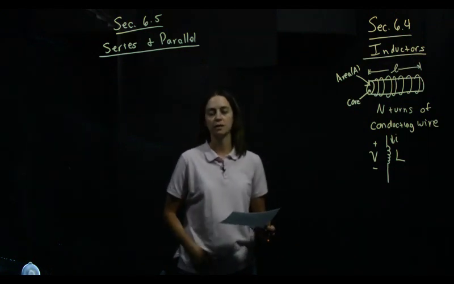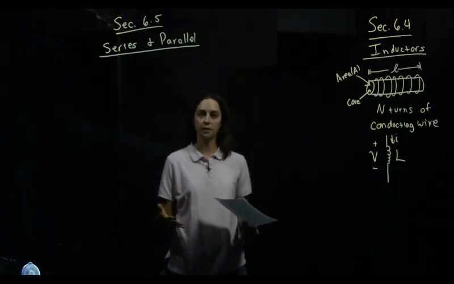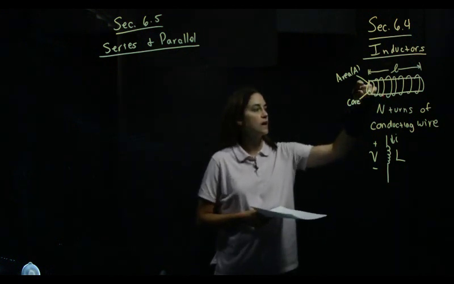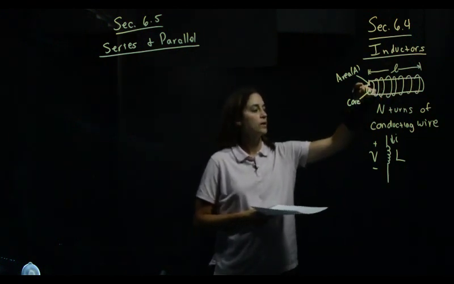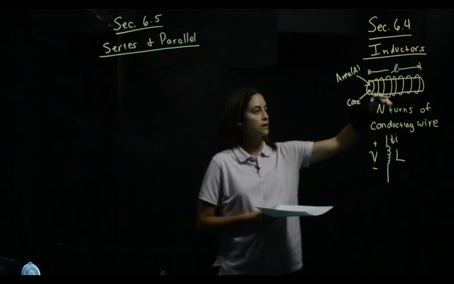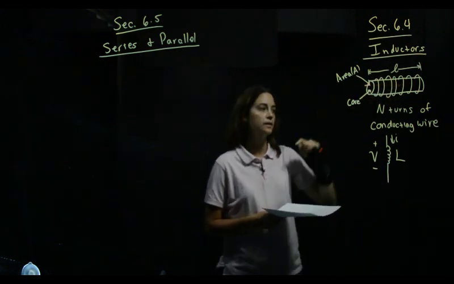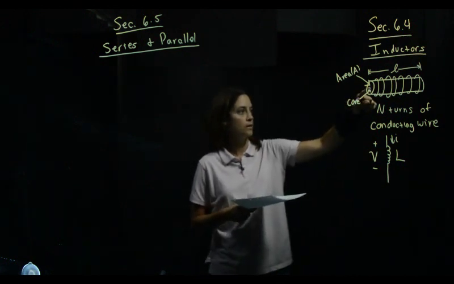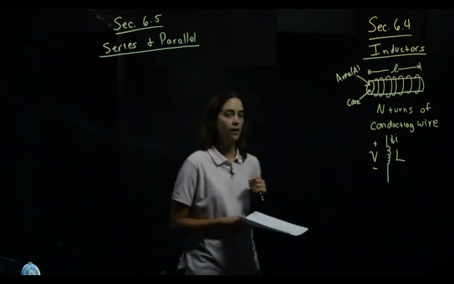Section 6.4 is on inductors, so that's our second charge storage element that we talk about in EE210. An inductor has a core with a conducting wire turned around it, and we say that it has N number of turns. The core area is A, and the length is L.